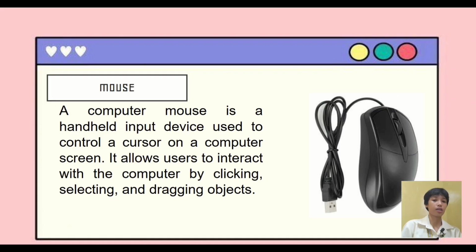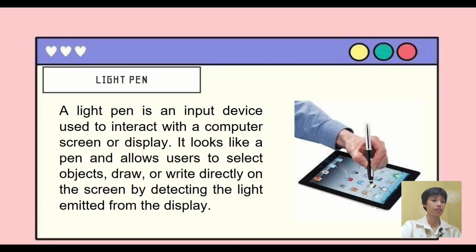So a computer mouse is a handheld input device used to control a cursor on a computer screen. It allows users to interact with the computer by clicking, selecting, and dragging objects. We have also here a light pen. This is actually commonly used on tablets nowadays. A light pen is an input device used to interact with a computer screen or display. It looks like a pen and allows users to select objects, draw, or write directly on the screen by detecting the light emitted from the display. So this is like a pen.